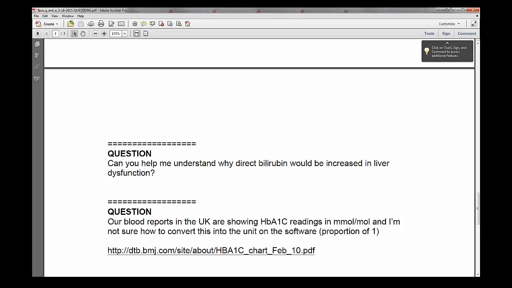Why direct bilirubin can be elevated, and they all involve some form of blockage. The most obvious point of blockage is in the biliary tree itself, so that's the common bile duct and the gallbladder. However, there are quite a few disease processes and dysfunctions that can cause what is called intrahepatic obstruction, i.e. obstruction within the hepatocytes themselves in the liver.